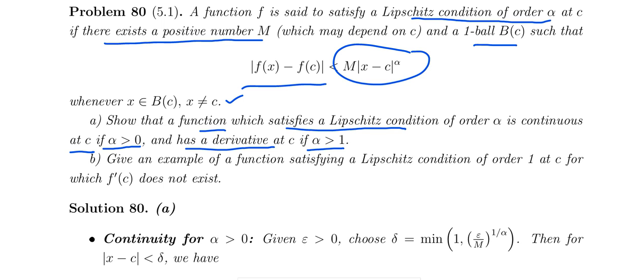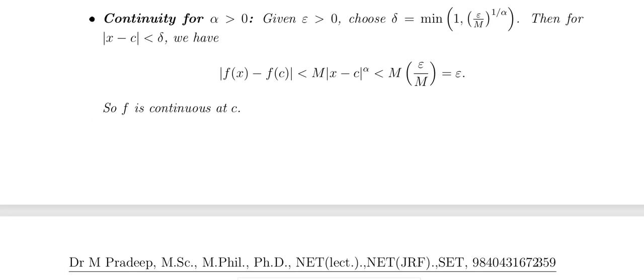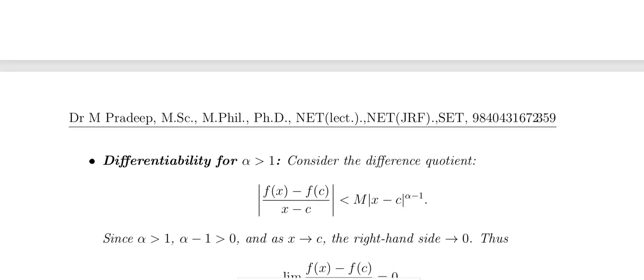So from the Lipschitz condition, we see how to define the continuity and derivative. And give an example of a function satisfying the Lipschitz condition of order 1 at c for which f dash of c doesn't exist. The derivative exists only if alpha is greater than 1. So, an example for that. The first one is to remember, that is the result.